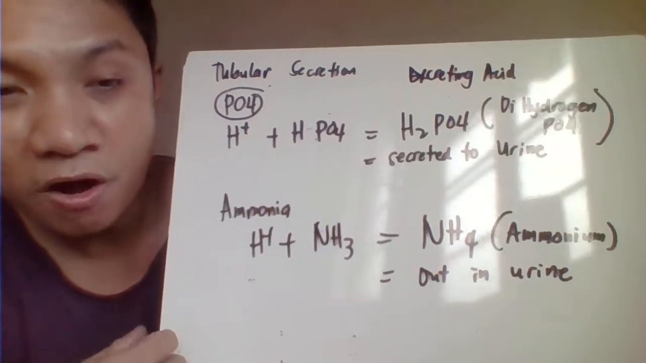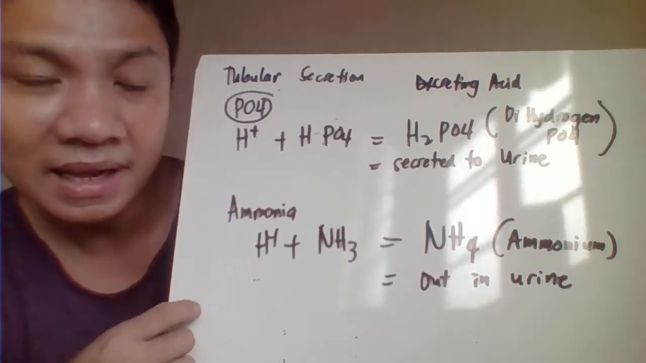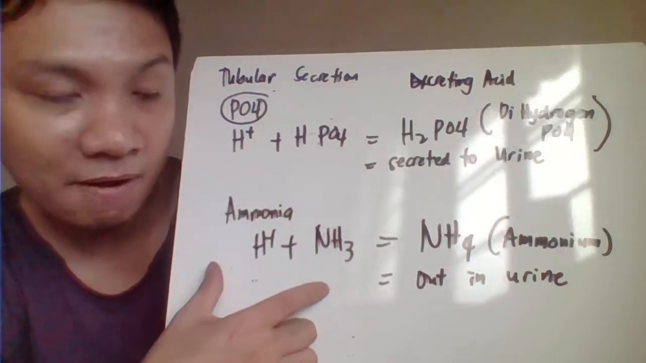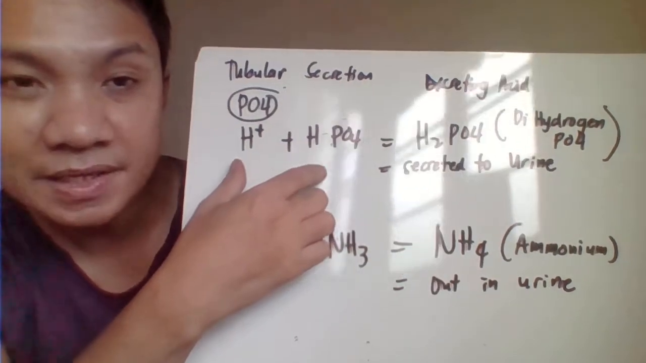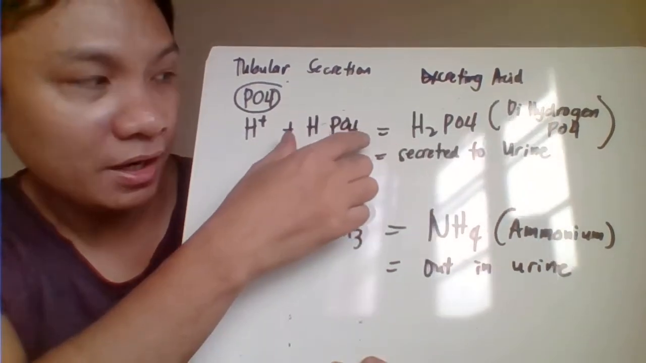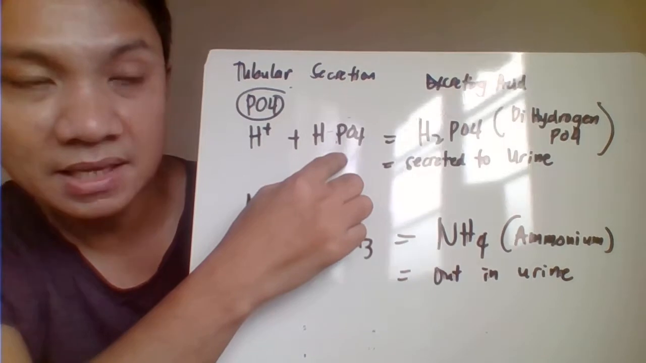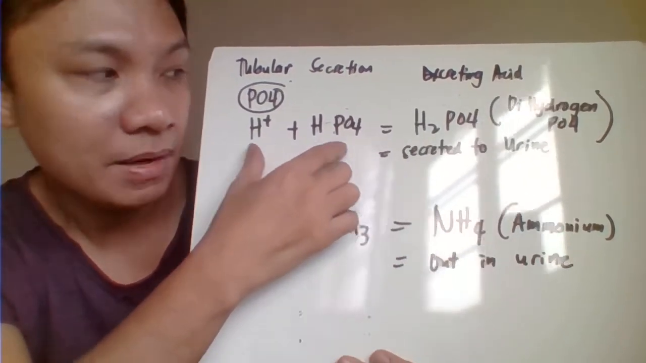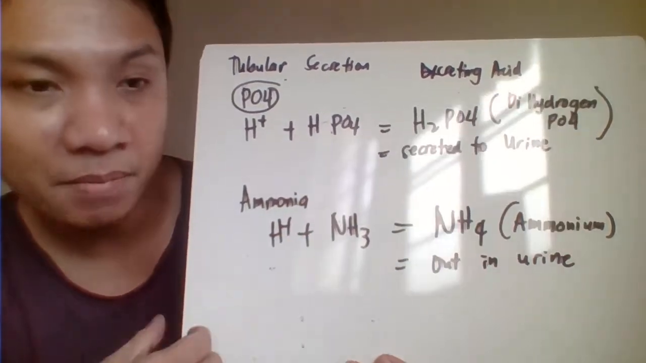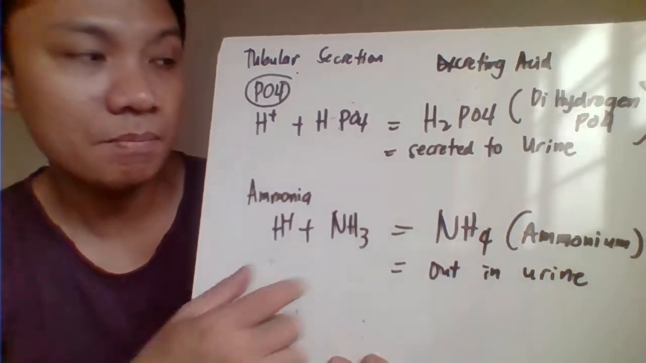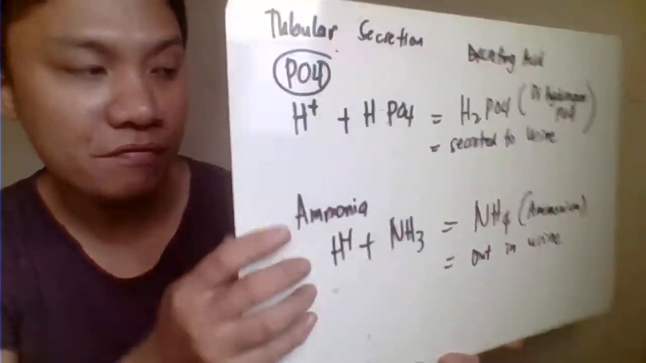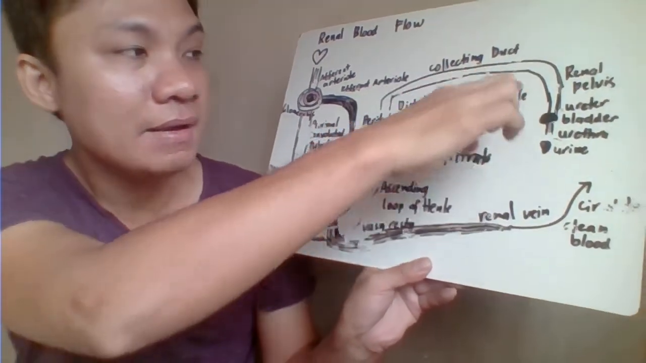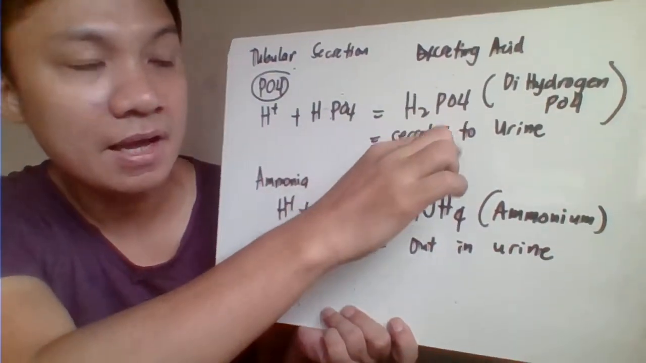So, ways of removing your acid from your body are by monohydrogen phosphate and ammonium ion. Okay, hydrogen ion is secreted by your renal tubules. Your monohydrogen phosphate is filtered by the glomerulus. Pag nag-combine sila, they form dihydrogen phosphate. Once they form dihydrogen phosphate, it will be removed. So, pag nag-combine sila dito, lalabas ang ating acid in the form of dihydrogen phosphate.